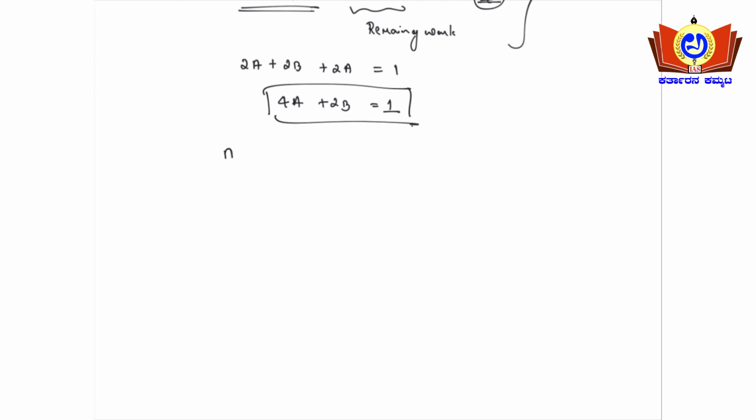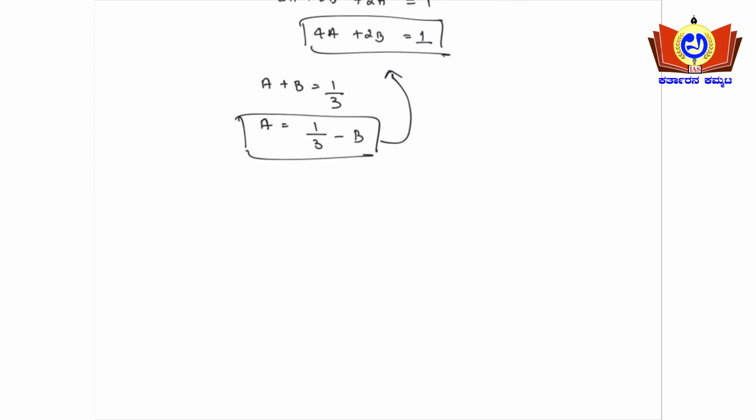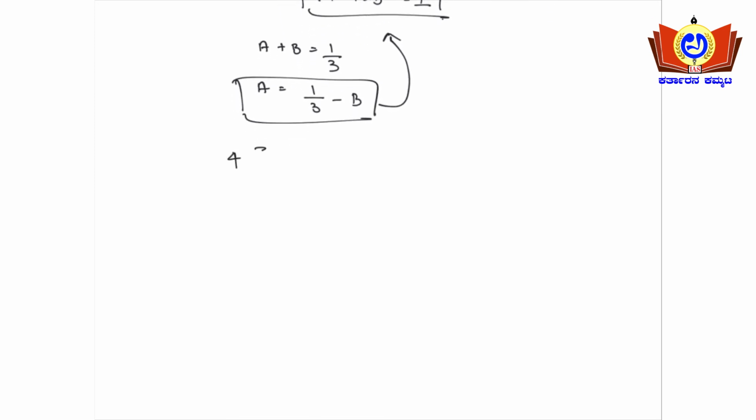Also we know that A plus B will be equal to 1 by 3. So A will be equal to 1 by 3 minus B. So substitute the value for A in this equation, 4A plus 2B. So 4 into (1 by 3 minus B) plus 2B equals 1. Why have we substituted the value of A here instead of B? Because B's work done is asked here. So hence we have converted A into B here.